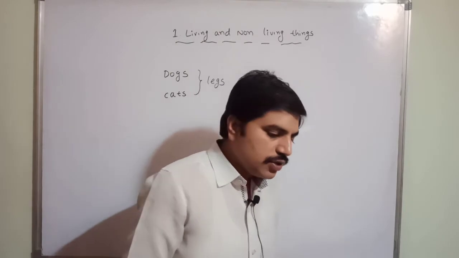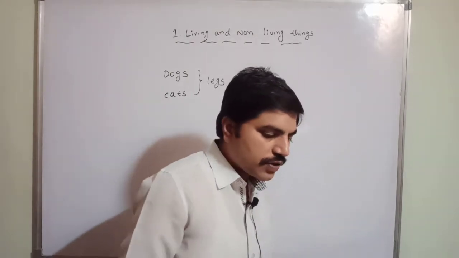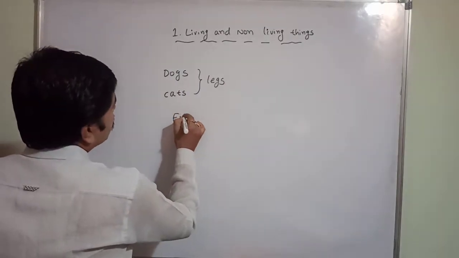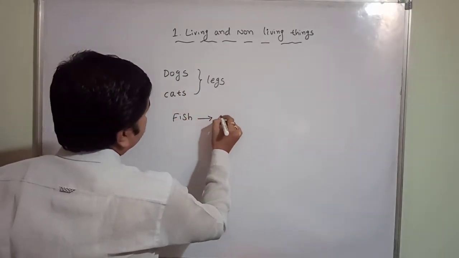And that's why, you know, there is a next one. For example, the fish. Where is the fish? The fish is present in water, correct or not?